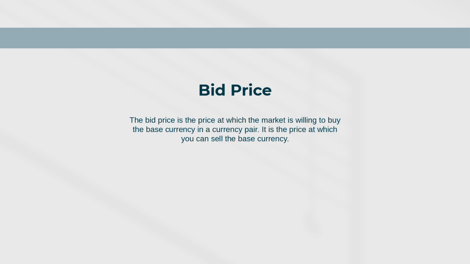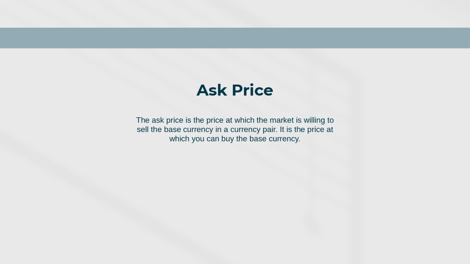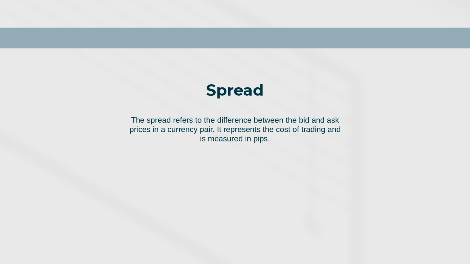Bid price. The bid price is the price at which the market is willing to buy the base currency in a currency pair. It is the price at which you can sell the base currency. Ask price. The ask price is the price at which the market is willing to sell the base currency in a currency pair. It is the price at which you can buy the base currency. Spread. The spread refers to the difference between the bid and ask prices in a currency pair. It represents the cost of trading and is measured in pips.